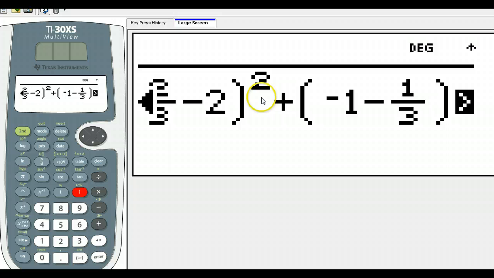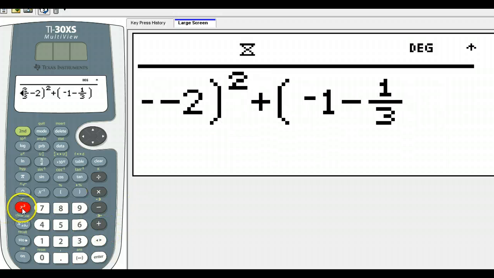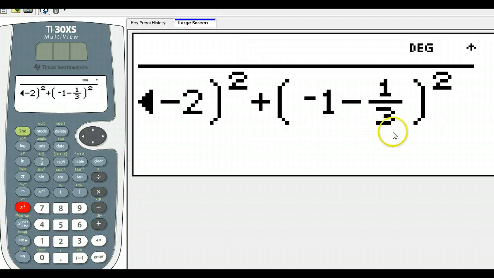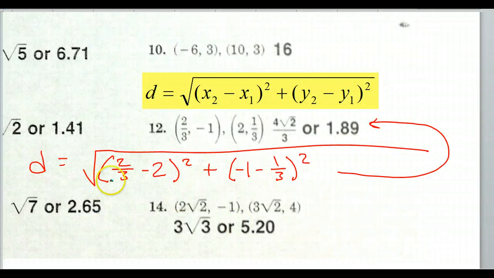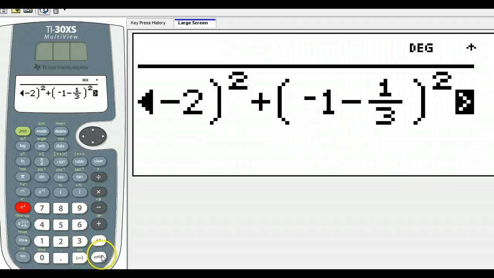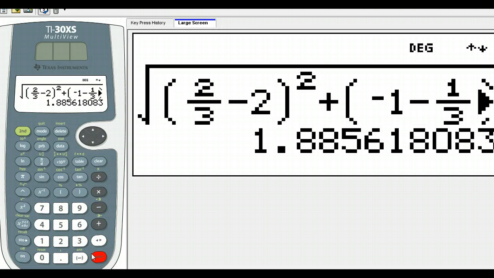Okay, squared. That is how you type all this in your calculator. You can type almost anything into this calculator. Just type it in exactly the way it looks on your paper. And see what we get.